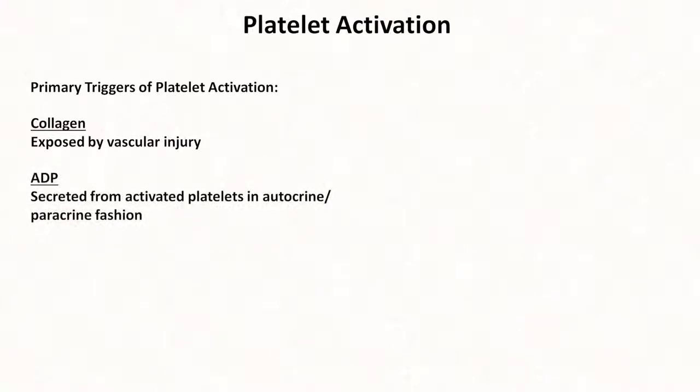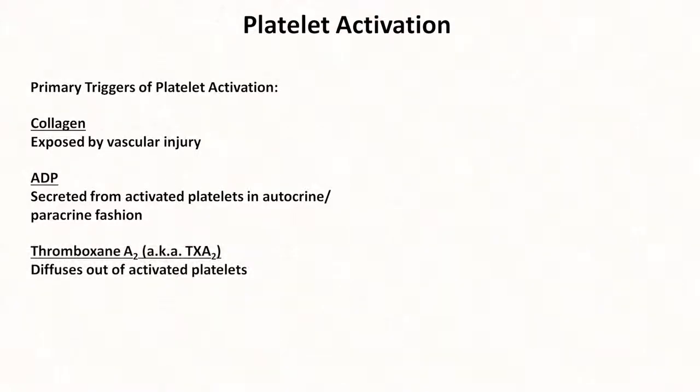The trigger for the first wave of platelets to be activated is subendothelial collagen, which is exposed to the blood following vascular injury. ADP is another trigger, which is actively secreted out of activated platelets in an autocrine and paracrine fashion. This means that it acts only very locally, in which an activated platelet that secreted ADP can have its activation further enhanced by ADP binding to itself, or ADP can activate inactivated platelets in the immediate vicinity.